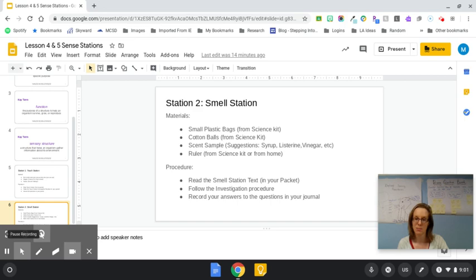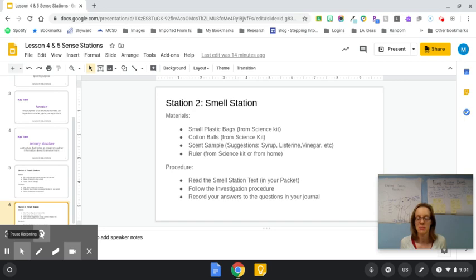There's also some cotton balls in your science kit. You need some things that smell kind of strong. So suggestions that our science curriculum gives us would be something like syrup or Listerine, vinegar, something that has that strong smell. Again, probably best idea to ask your parents what types of things in your home you would be allowed to use.